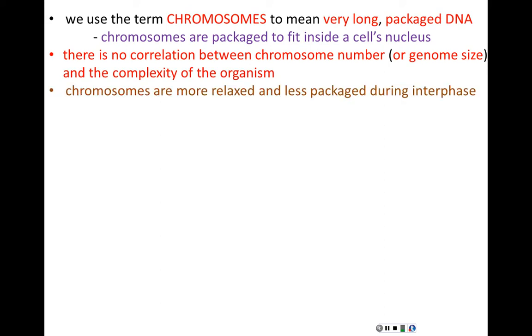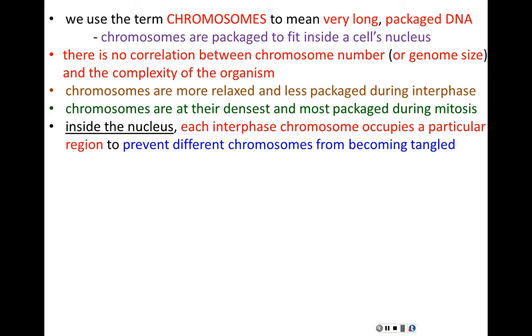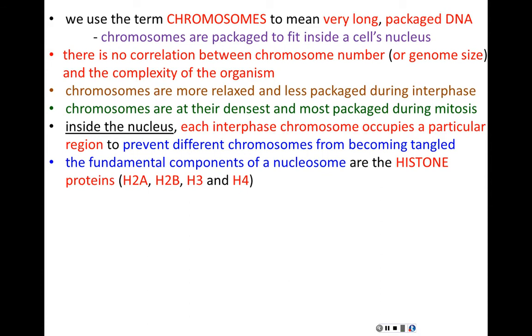We talked about the different states that chromosomes take during the cell cycle. During interphase, chromosomes are much more relaxed and less packaged. This allows them to be replicated more easily. During mitosis, soon after interphase, chromosomes are at their densest, most packaged state, and this allows them to be easily moved and dealt out to new daughter cells during mitosis. Inside the nucleus, during interphase, when chromosomes are fairly relaxed and easily tangled, they seem to be zoned to particular regions of the nucleus. And this seems to prevent them from becoming tangled with one another. Very, very interesting idea.